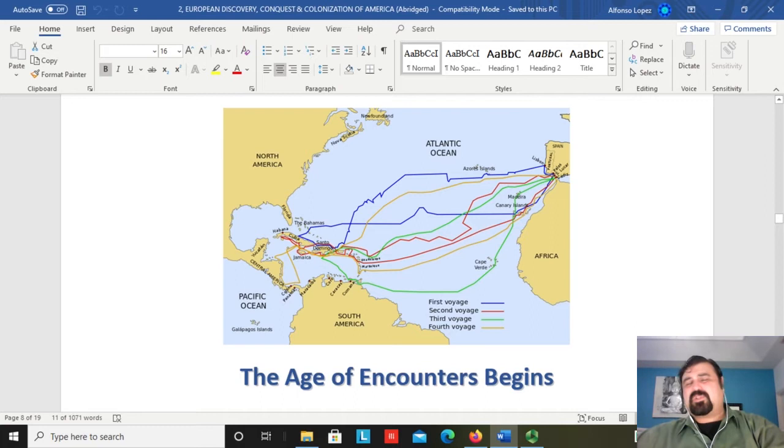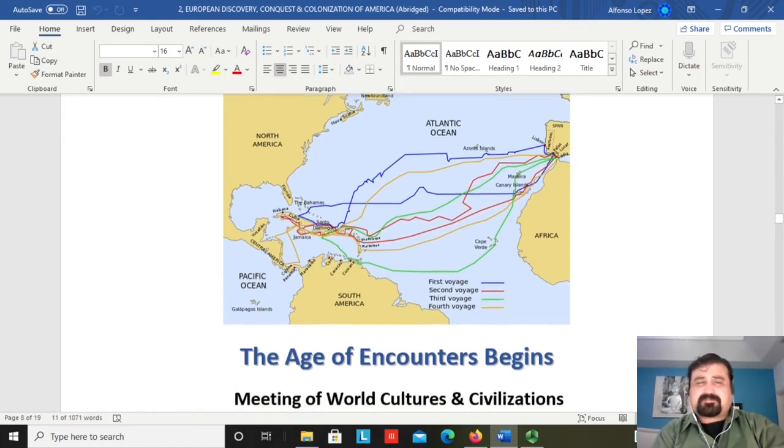Of course, he's going to return and make 3 additional journeys. And when he actually returns, it is when not only Columbus, but other navigators that are coming are going to realize that what Columbus found was not necessarily Asia, but it was a new land. And nobody had an idea of the size and the scope of this newfound land. Nobody knew. There were no maps. So this land had to be explored.